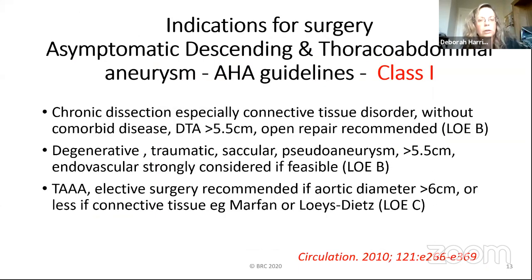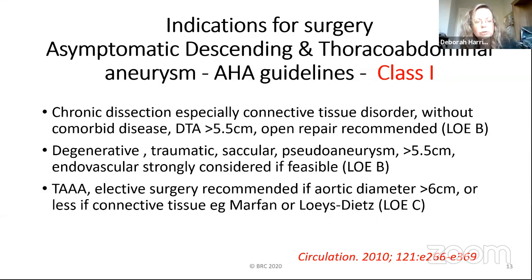So moving on to talk a bit about descending and thoracoabdominal aneurysms. So again, in asymptomatic aneurysm, this is talking about the descending thoracic aorta now. So isolated descending thoracic aorta, patients with chronic dissection, and especially those with connective tissue disorder without comorbidity, should undergo open repair at 5.5 centimetres, according to the American guidelines. Patients who have degenerative aneurysm or traumatic saccular aneurysms or pseudoaneurysms are recommended to have endovascular intervention if feasible.